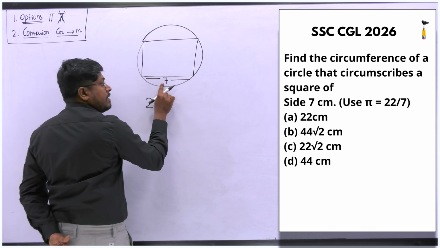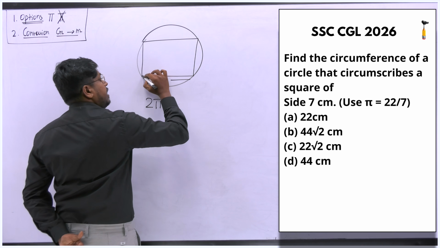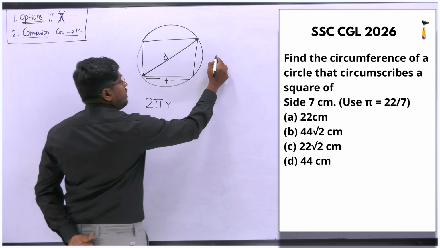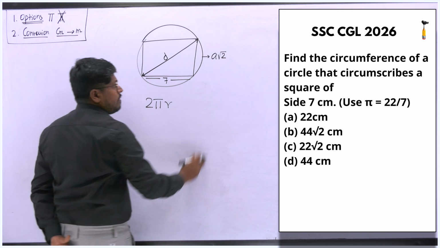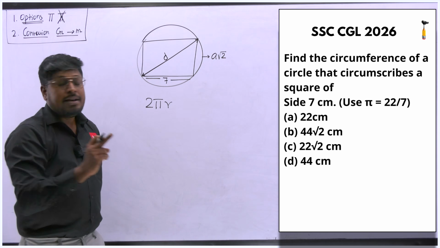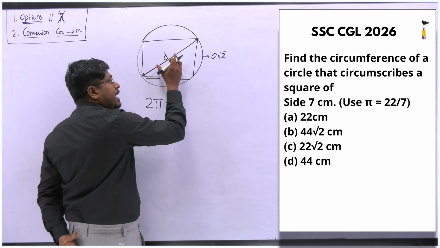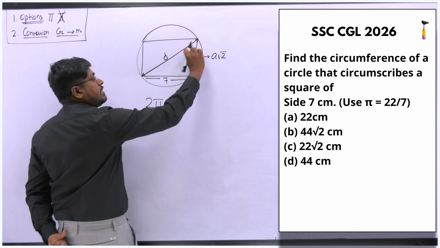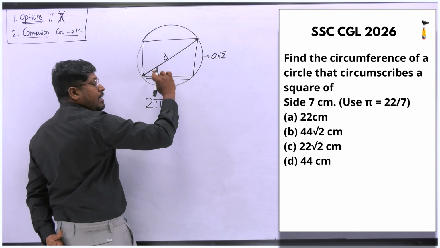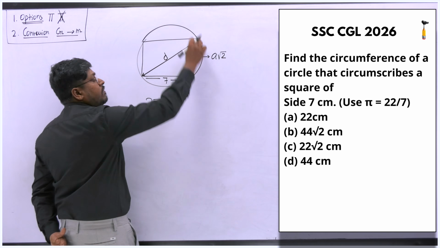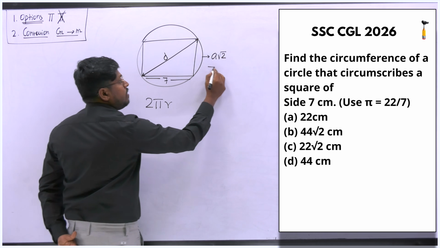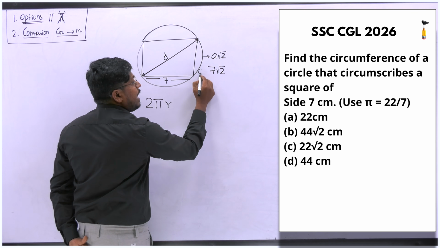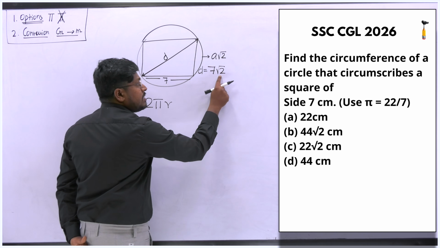If the side of the square is 7 centimeters, I told you, the formula for the diagonal of a square is a root 2. If you find the diagonal of the square, the same value also acts as the diameter of the circle. Both are the same, yes or no? So with side a being 7, the diagonal is 7 root 2, and this also acts as the diameter of the circle. Diameter of the circle is 7 root 2.